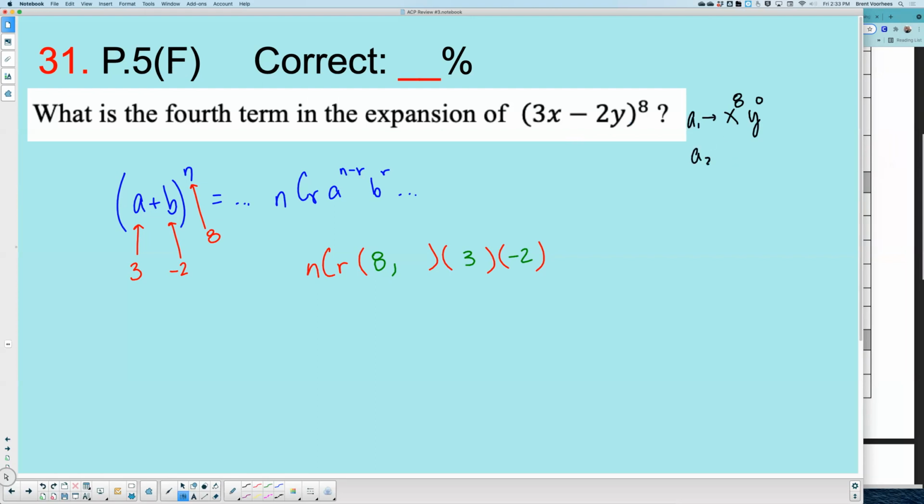The second term would be winning how many times? The second best situation is win 7, lose once. What's the third best situation? Win 6, lose twice. And finally, for us, the fourth term. What's the fourth best situation? Win 5, lose 3. That tells you your powers. I'm winning 5, I'm losing 3.